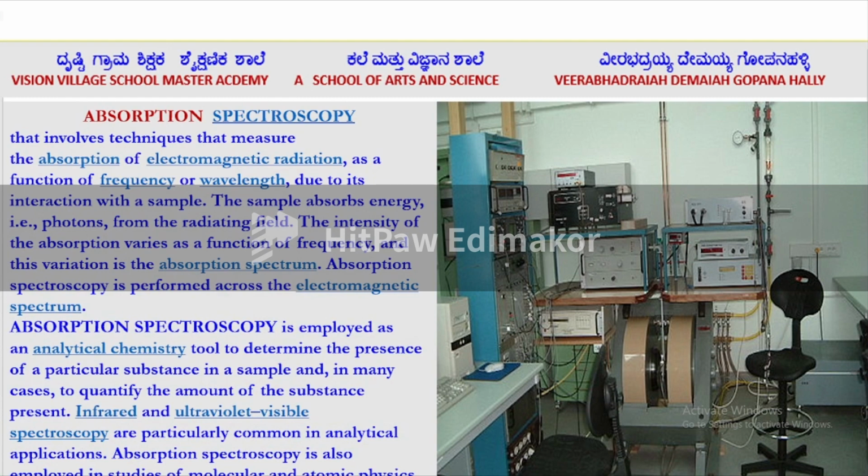Now, I would like to divert your attention towards the extraordinary and the sophisticated instruments in spectroscopy: absorption spectroscopy and emission spectroscopy. Well friends, absorption spectroscopy involves techniques that measure the absorption of electromagnetic radiation as a function of frequency or wavelength. Due to its interaction with the sample, the sample absorbs energy, photons from the radiating field. The intensity of absorption varies as a function of frequency, and this variation is the absorption spectrum.